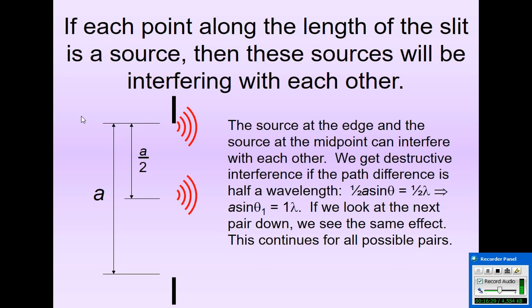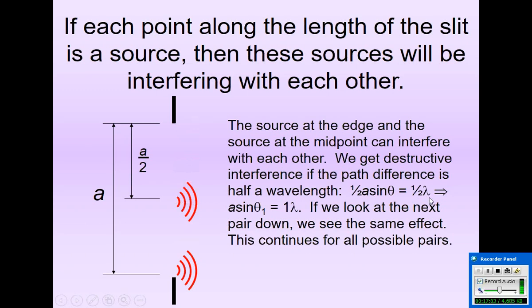And I can imagine this pair, and this pair, and this pair, this, all possible pairs with one in the upper half and the other in the lower half, interfering with each other. The path length difference turns out to be 1/2 times a times the sine of theta, and we get destructive interference between them if this path length difference is equivalent to half a wavelength.